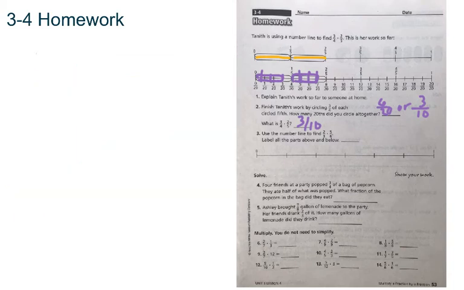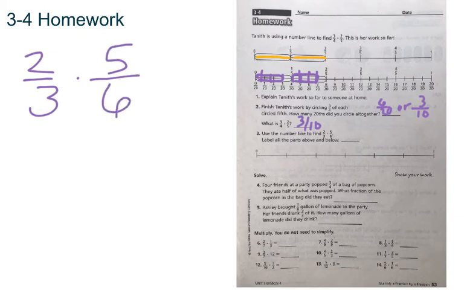And number 3 says, use the number line to find 2/3 times 5/6. Label all parts above and below. So you again have 2/3 times 5/6. When you're labeling above, you can break the top lines up into 6. So this first one would be 1/6, the second one would be 2/6, the third one would be 3/6, 4/6, 5/6, and 6/6.